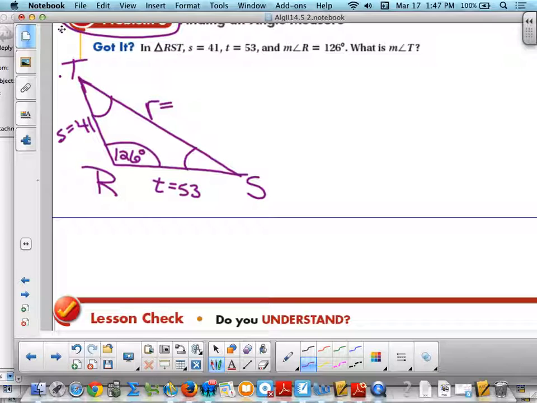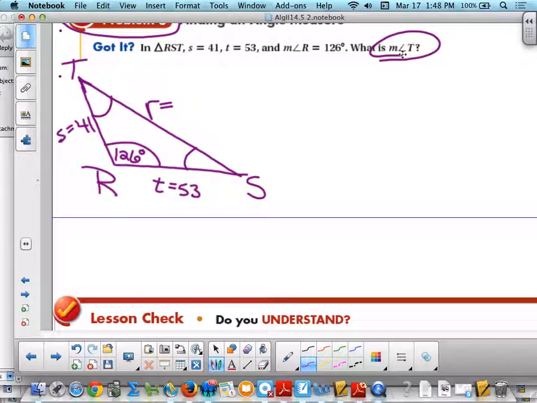Hopefully you're this far. You looked at it and went, okay, they gave me R 126. They gave me 41 for S. They gave me 53 for T. But the question is, what do they want you to find? R? No. Angle T. I kind of tricked you, didn't I? I put the R there, but they didn't want R. They want angle T.